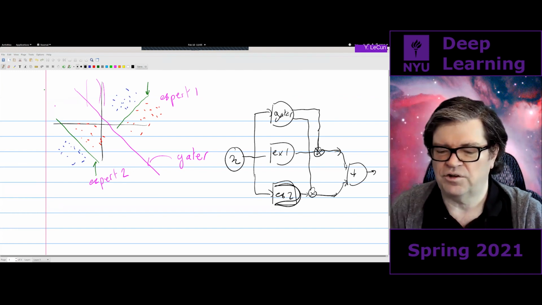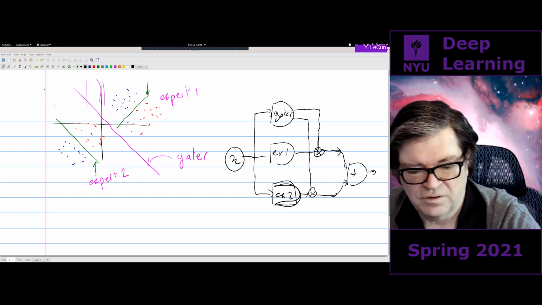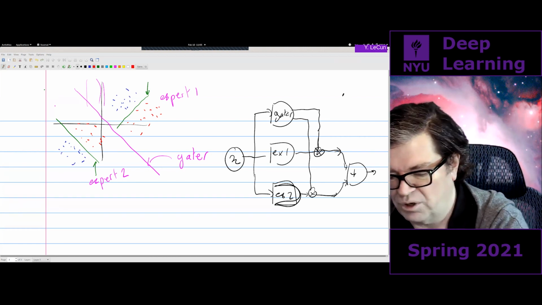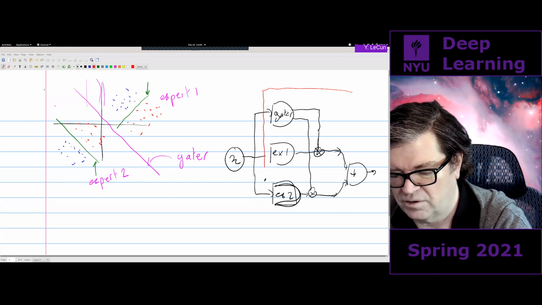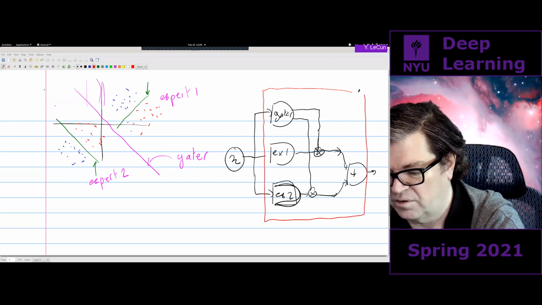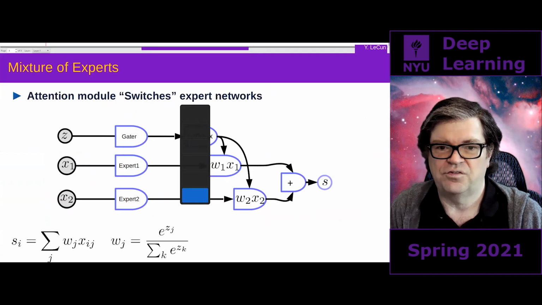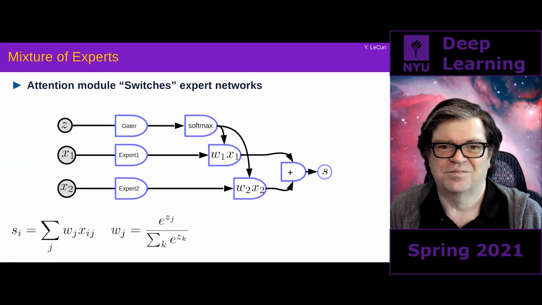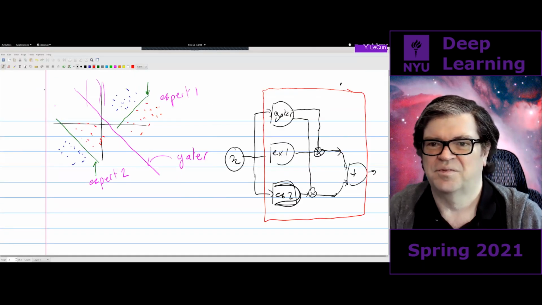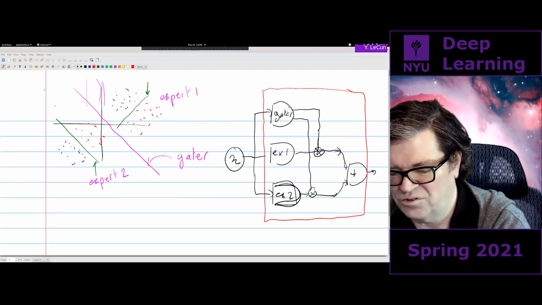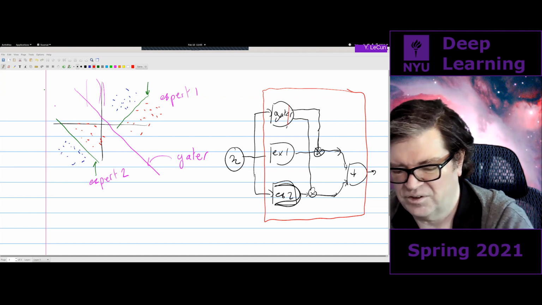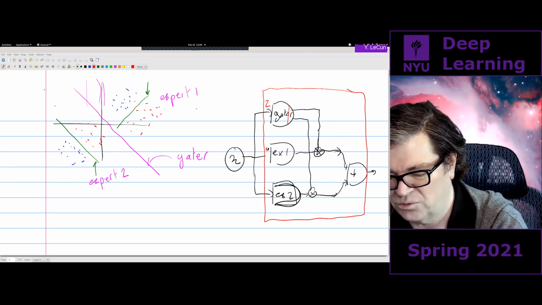Okay, so that's the overall architecture. But this block is this, where you have a softmax inside. And this is Z, this is X1, and this is X2.